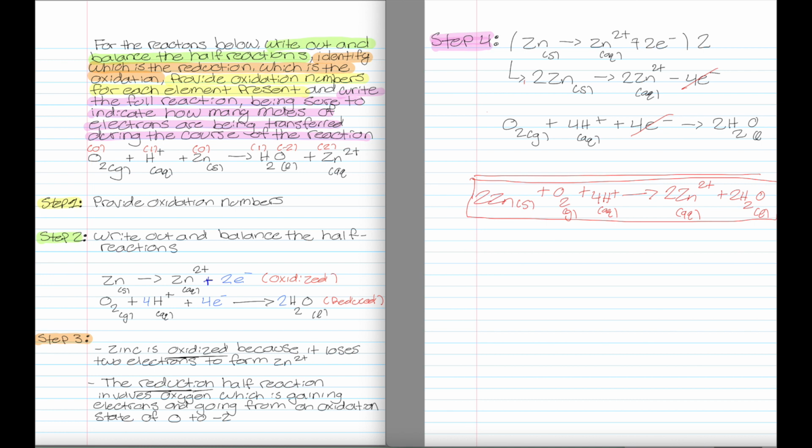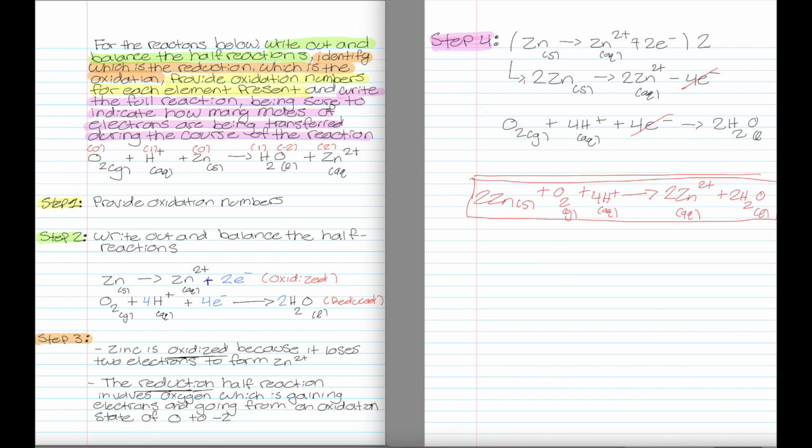On the product side, we have a neutral water. Oxygen in this compound carries an oxidation number of -2 because it's bonded to the hydrogens. Hydrogen, therefore, needs to cancel out this -2 oxidation number. We're given 2 hydrogens, therefore each hydrogen will carry a +1 charge. 2 of those will be +2, which cancels out the -2. And we have a zinc 2 plus, which has an oxidation number of +2 because of the 2 plus charge. Great, so we provided oxidation numbers for each element present.